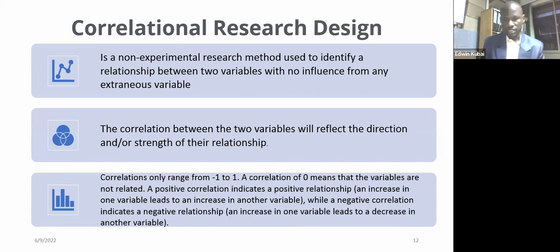A positive correlation indicates that there's a positive relationship, such that an increase in one variable leads to an increase in another variable, and so on. That is a positive correlation. And the other one is obvious, where you have a negative correlation. It means that an increase in one variable leads to a decrease in the other variable. That is what you call negative correlation.